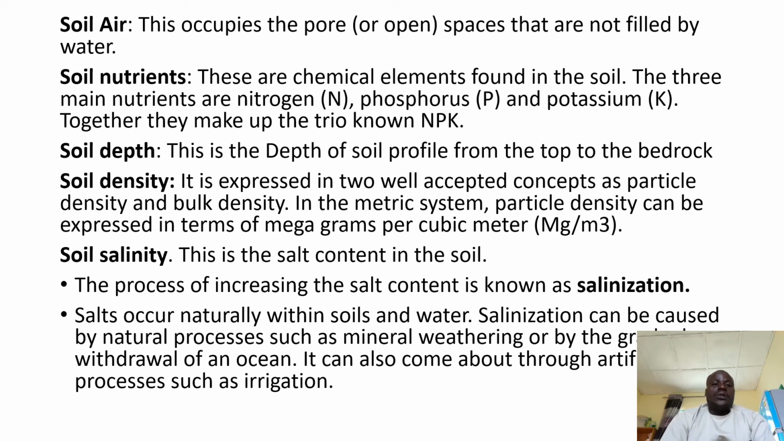Then we have soil nutrients. Soil nutrients. These are chemical elements found in the soil. For example, phosphorus, potassium, and nitrogen, NPK.